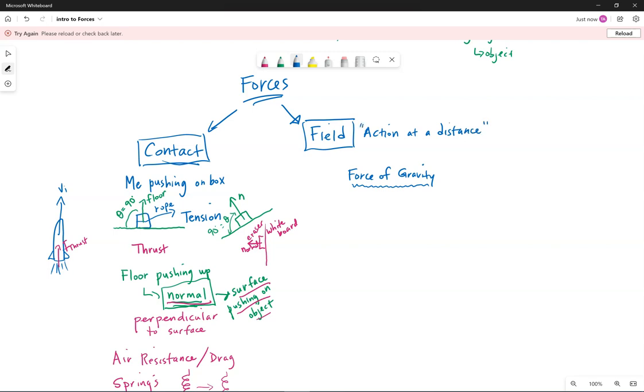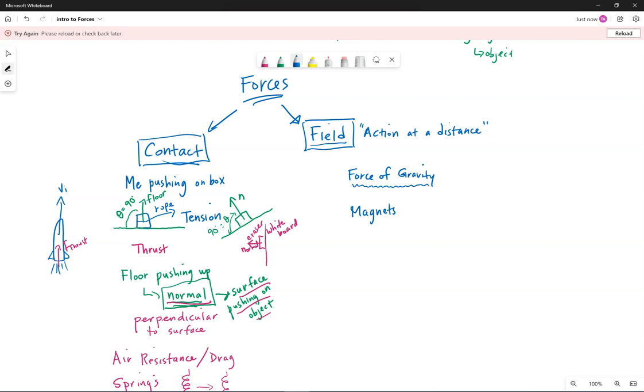So another example that you would be familiar with would be magnets. Magnets can be fun to play with. If you have the sides that repel each other facing each other, trying to push them together, of course, can be entertaining. The magnets themselves do not need to physically be in contact with each other. This is action at a distance. We call this a field force.